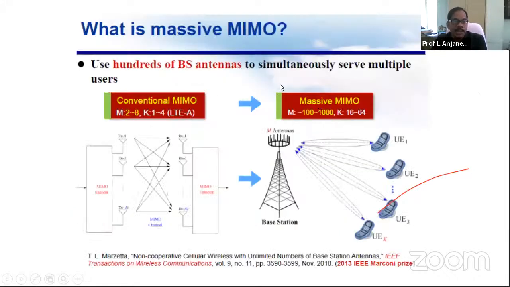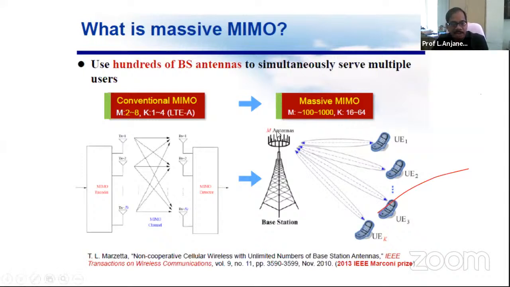This is the principle of massive MIMO. It uses hundreds of base station antennas to simultaneously serve multiple users. That is called massive MIMO. That means at a single location, hundreds of antennas are used so that we can serve multiple users at the same time. As I told you, we'll have independent beams and several hundreds, thousands of users to be served. We need multiple beams to generate one beam for each user. So we use a concept called massive MIMO technology.